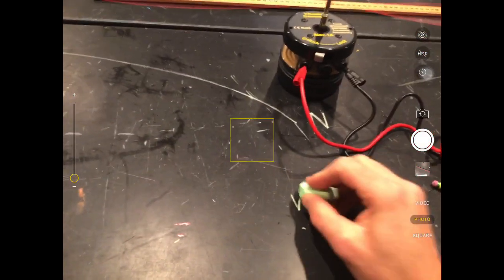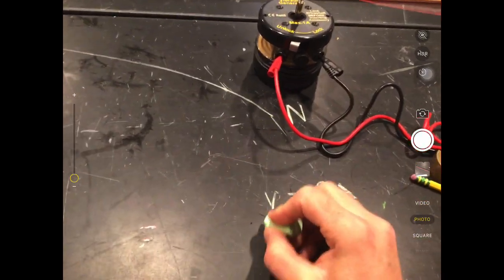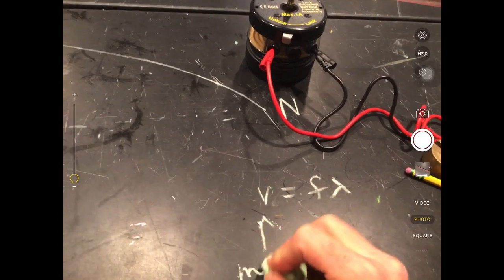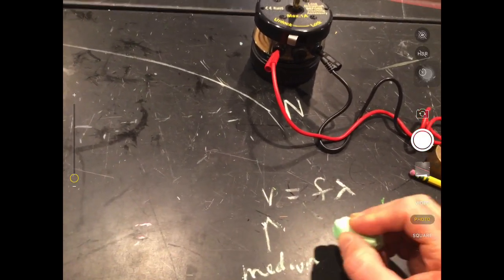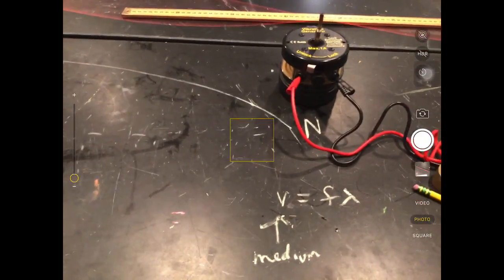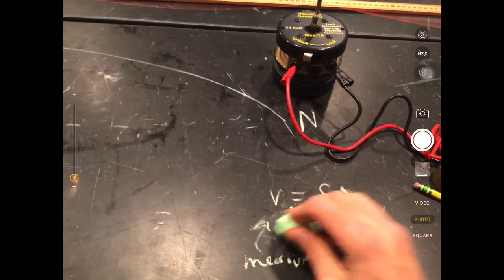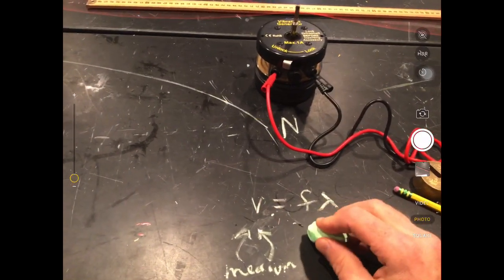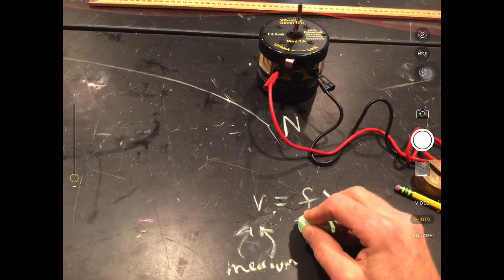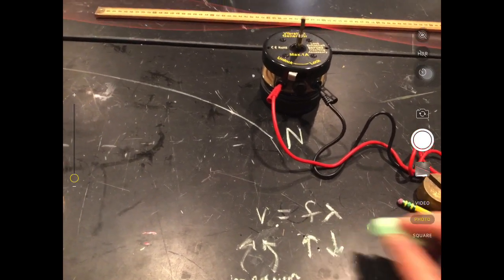Oh, this is interesting. If we do a throwback, we have this equation. Speed is frequency times wavelength. And if you remember, the speed depends on the medium. Did the medium change? No. It's the same string under the same tension, which means the speed depended on the medium, which means as the frequency goes up, the wavelength will go down, and vice versa.